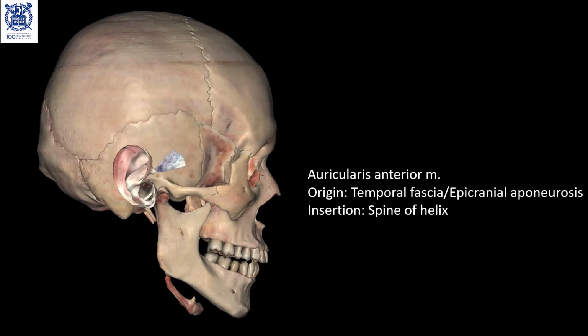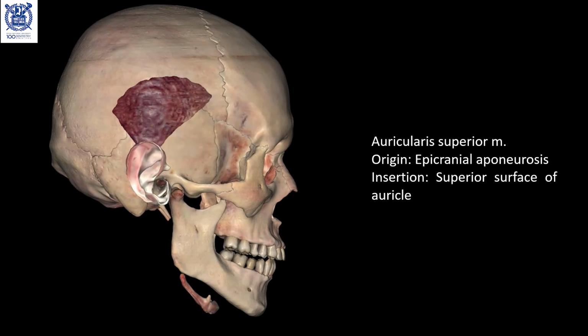The anterior auricular muscle draws the auricle of the outer ear upwards and forwards. It is a very subtle movement in most contemporary people, although some people can wiggle their ears. Auricularis superior muscle. It is the largest among the three auricularis muscles. It originates from the epicranial aponeurosis and inserts into the superior surface of the auricle, more specifically, the dorsocranial surface of the pinna. This muscle draws the auricle upward and is innervated by the temporal branch of the facial nerve.